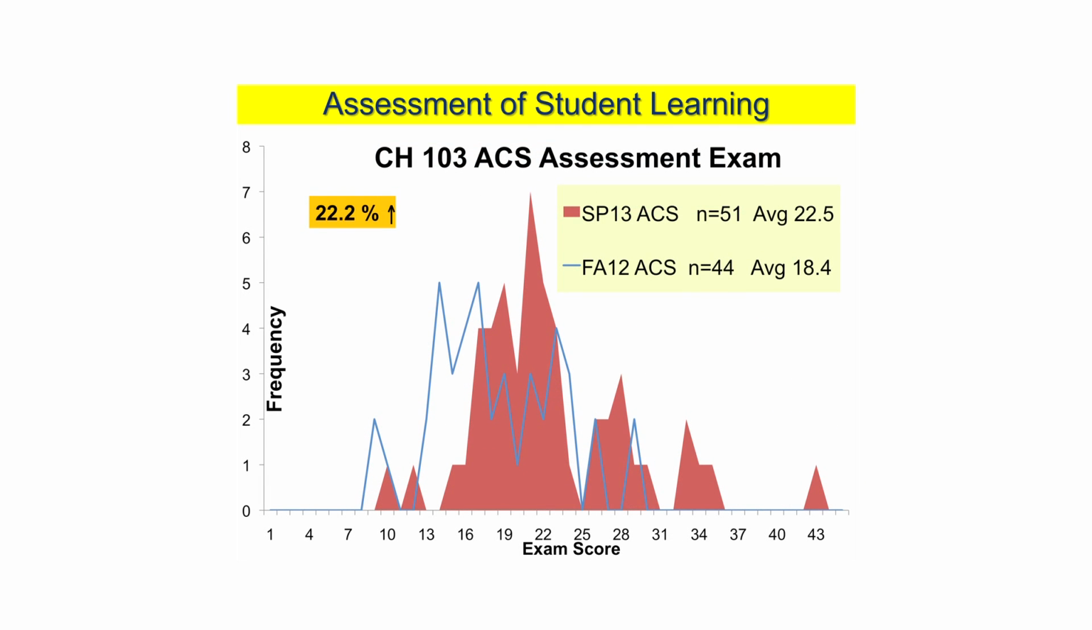Now, that is the exam that I gave. What about the assessment exam? This is the assessment exam given by the ACS, for the GOB type of chemistry. In the fall, in the blue, the average is about 18.4. In the spring, the average is 22, so it shifted to the right again. I have some high scores.